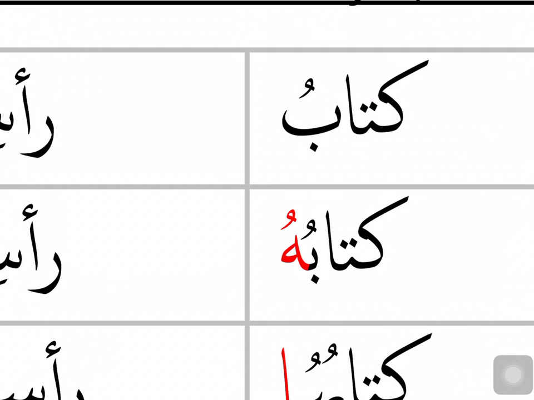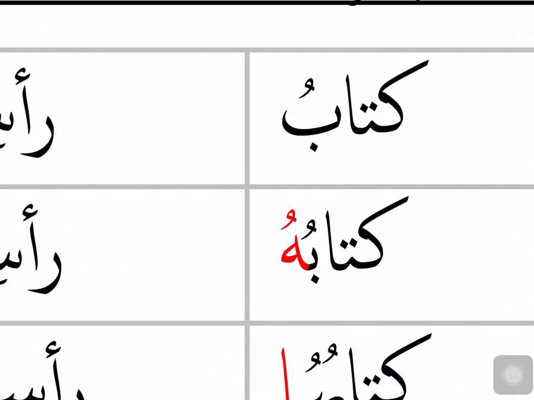This pronoun, like any other pronoun, is mabni. A mabni noun is one which cannot give us any clue about its status. It's rigid, it's fixed, it does not change based on the role it's playing in the sentence. So it will not tell me I'm rough right now, I'm jar right now, I'm nasb right now. I have to figure that out. It's not giving me a clue. I know for sure that in kitabuhu, the status of the pronoun hu is jar because it's mudaf ilay.